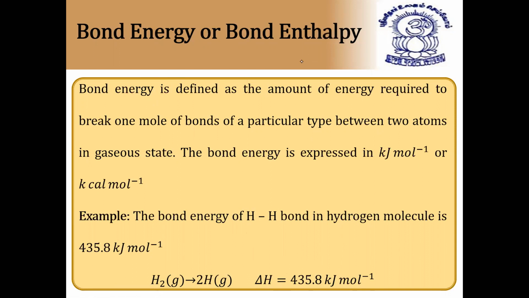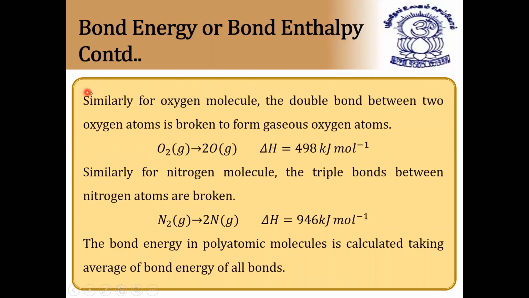Next, similarly, for the oxygen molecule, the double bond between two oxygen atoms is broken to form gaseous oxygen atoms. It requires 498 kilojoules per mole. If you give the oxygen molecule 498 kilojoules per mole of energy, it breaks up into two oxygen gas atoms. This is called bond enthalpy or bond energy. So the bond enthalpy is 498 kilojoules per mole, and for nitrogen the bond enthalpy is 946 kilojoules per mole. To split a nitrogen molecule into nitrogen atoms, it requires 946 kilojoules per mole.